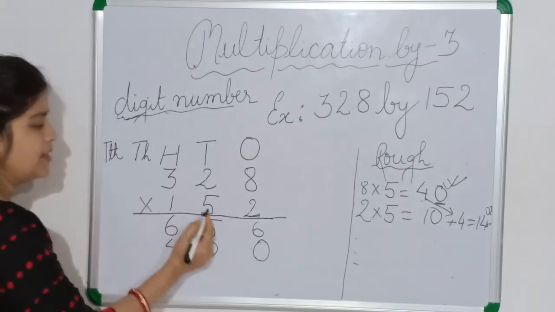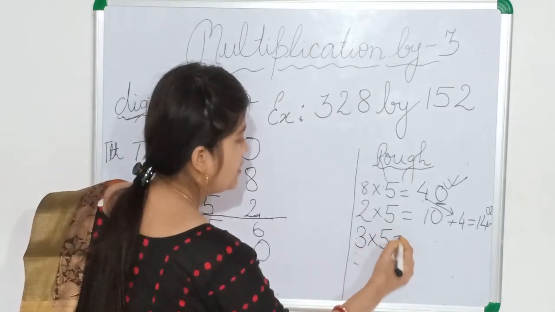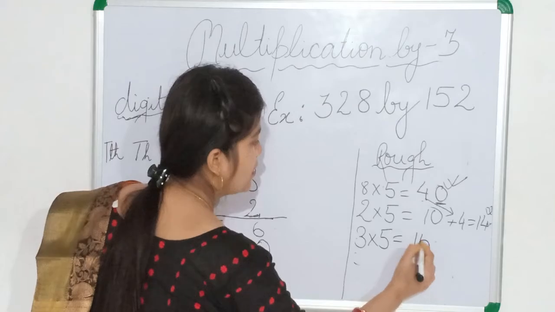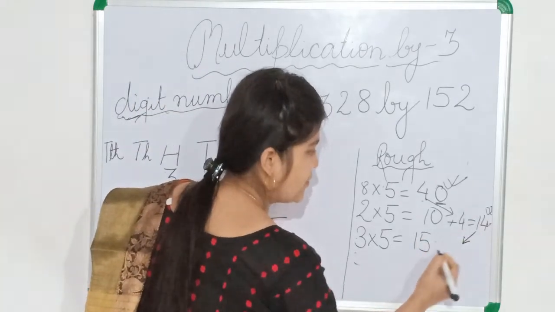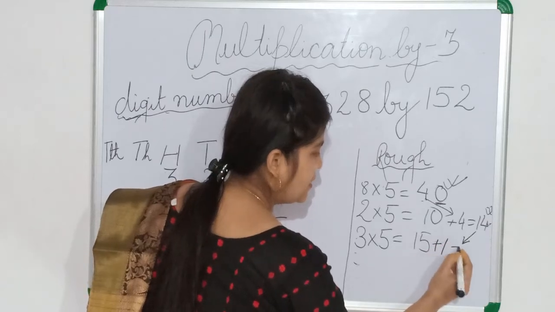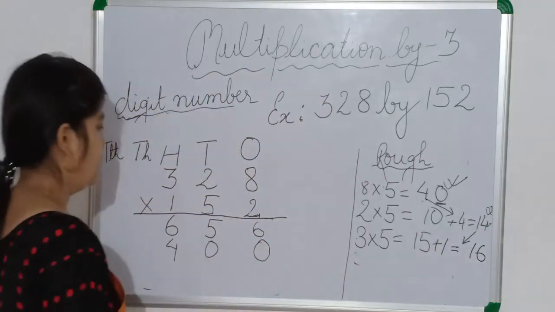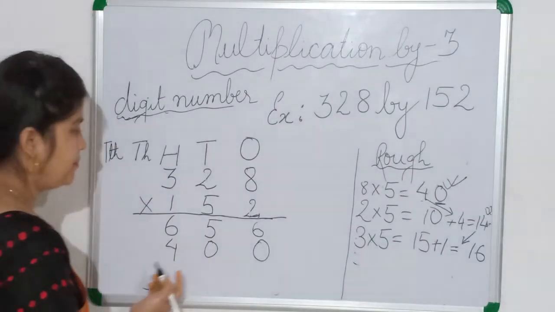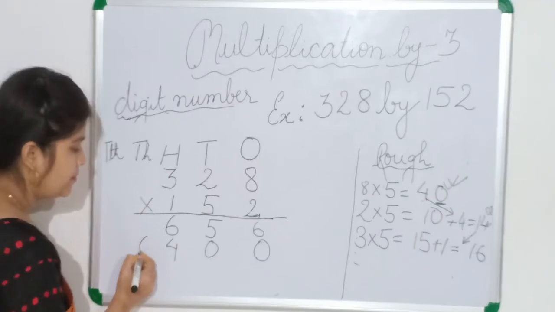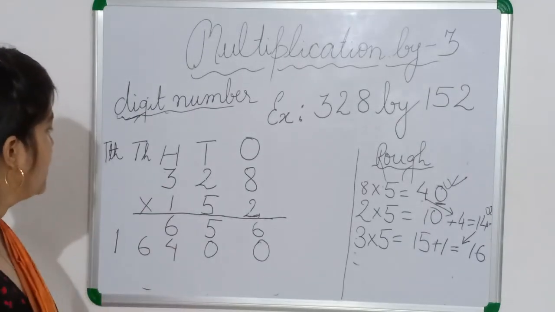Now here it is 3 into 5. 3 into 5 is equal to 15. And I will add this 1 what I have carried. Here it will become 16. So simply I will write here 16, because no further I have to multiply.